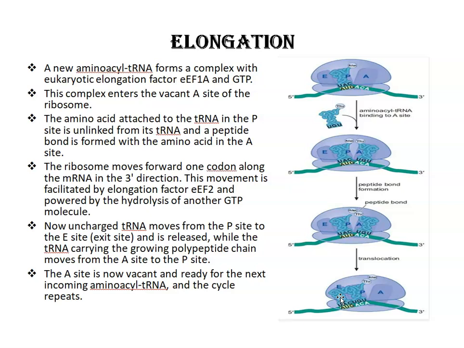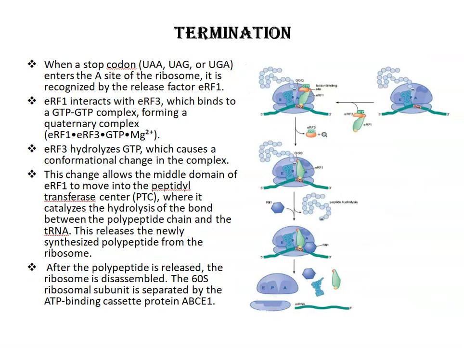In contrast, at this time, the anticodons of these tRNAs remain in their initial location in the small subunit, bound to the mRNA. Now the A site is vacant and ready for the next incoming aminoacyl tRNA, and the cycle repeats. Next step, and the last step, is termination. Here, release factors come in.